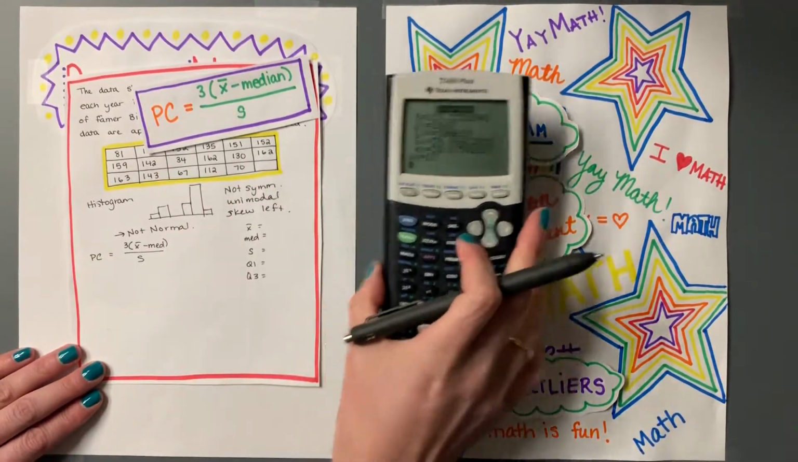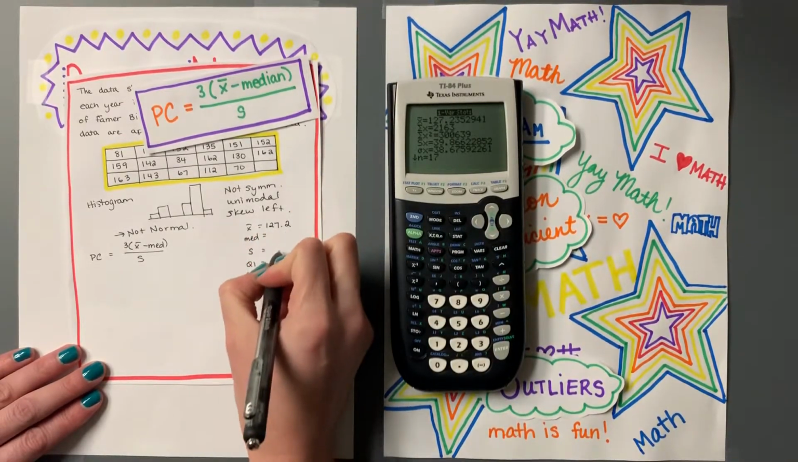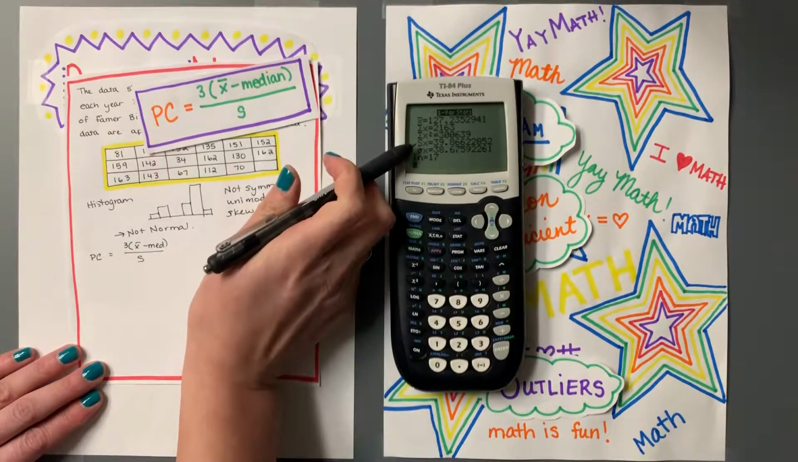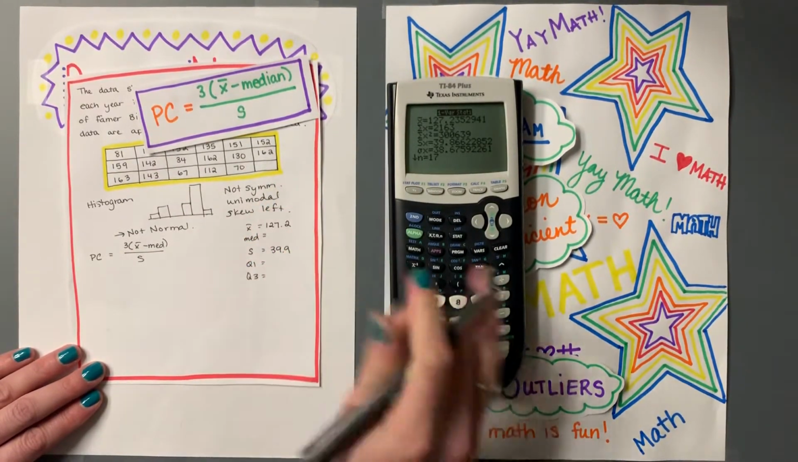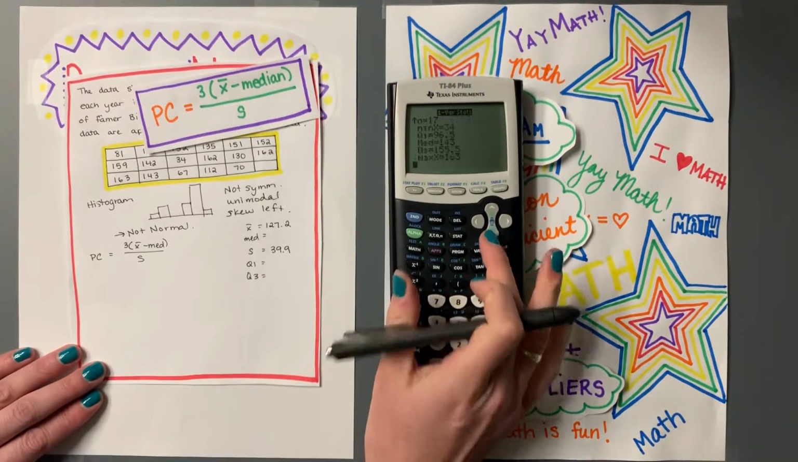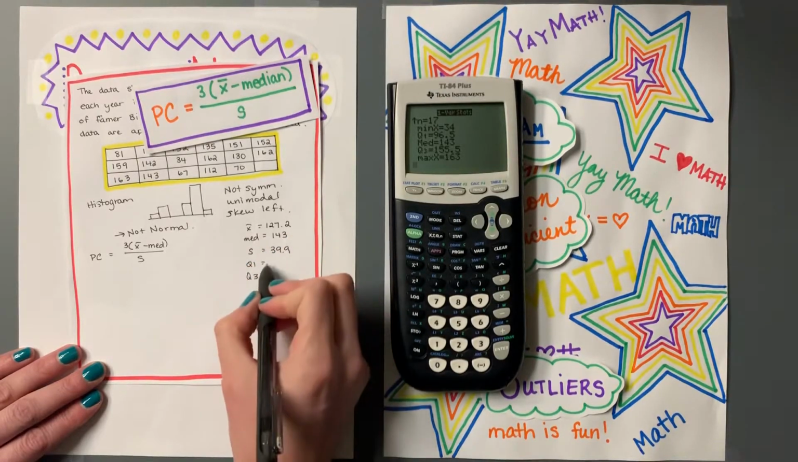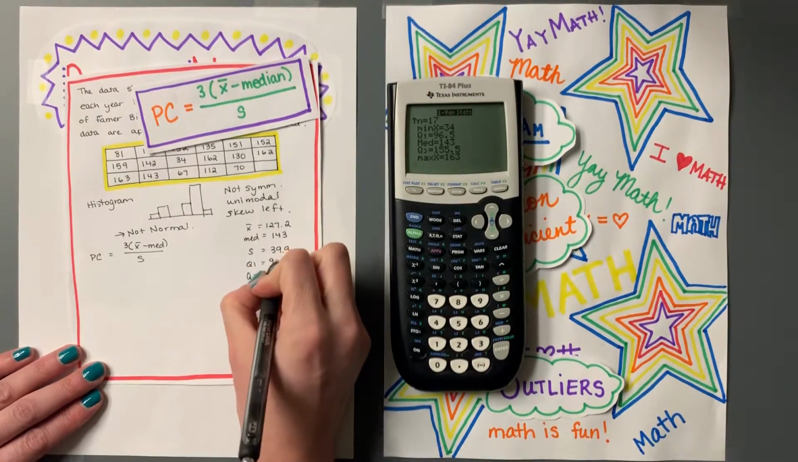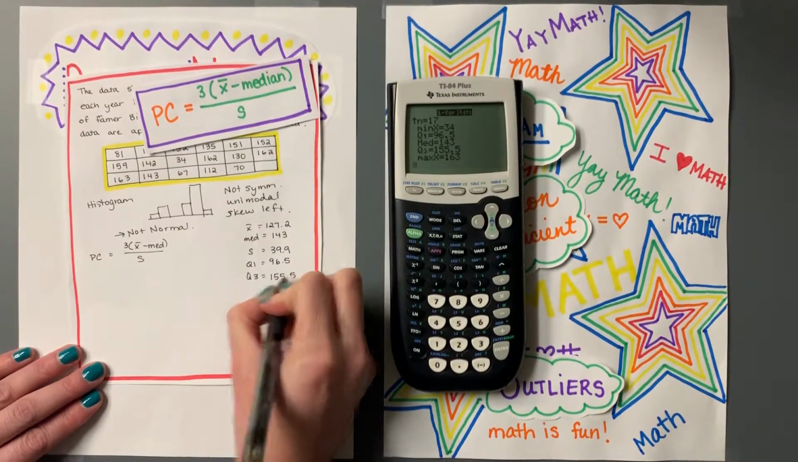So my mean is 127.2. My standard deviation, I want the S value, it's 39.9. My median is 143. My quartile 1 is 96.5. And my quartile 3 is 155.5.